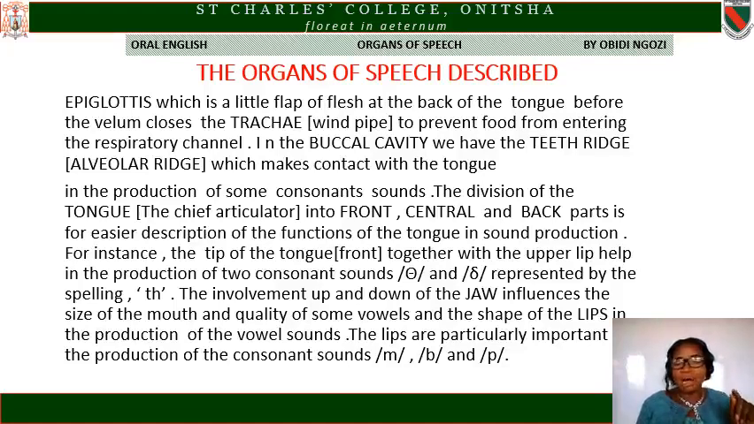The movement up and down of the jaw influences the size of the mouth and quality of some vowels and the shape of the lips in the production of the vowel sounds. The lips are particularly important for the production of the consonant sounds m, b, and p.